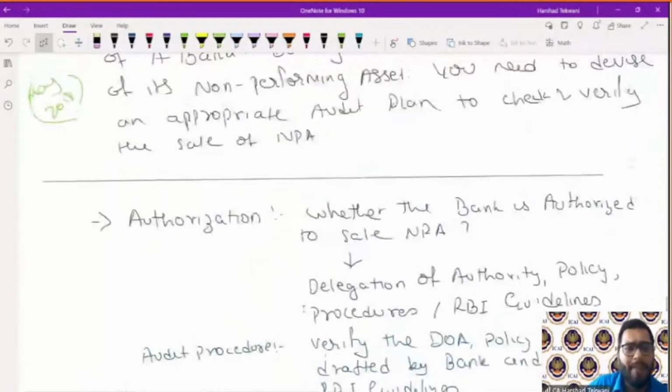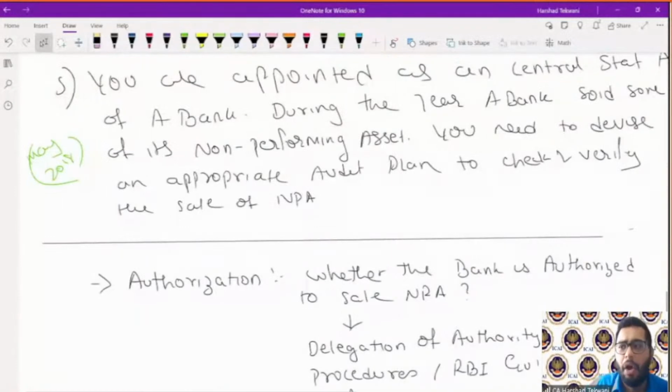Okay, so these are the areas that you need to verify for the sale of NPA, and this is how you can derive the audit procedure for that. I hope I'm clear. Any doubt, guys? Okay, no? Then let me move forward to the next question.